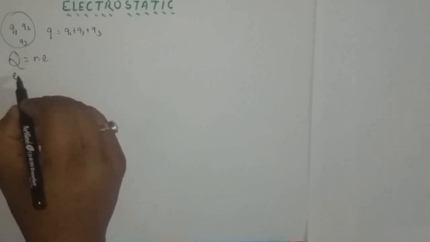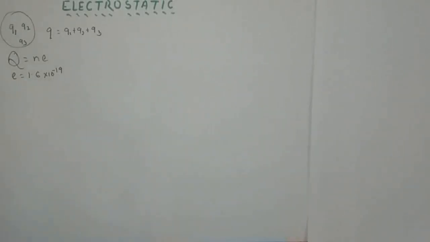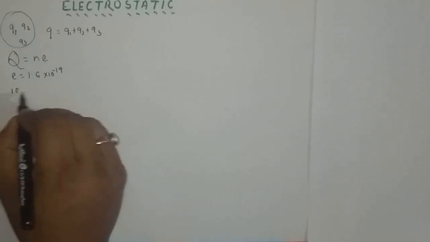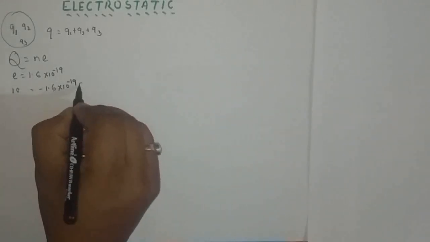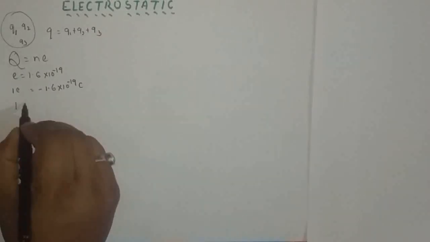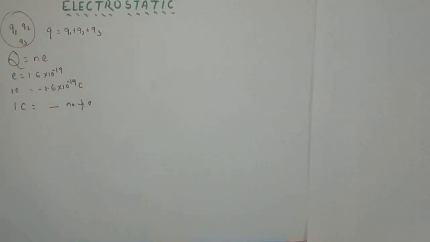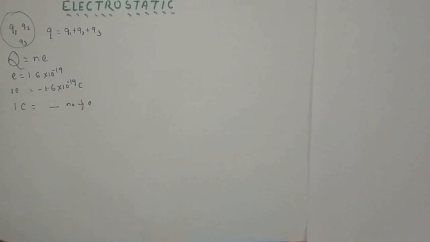So what is e? The value of e is 1.6 into 10 to the power minus 19. The charge of an electron is minus e, that is a negative sign, minus 1.6 into 10 to the power minus 19 coulomb. So from here, one interesting phenomenon arises: 1 coulomb equals this number of electrons. So how many electrons will give you 1 coulomb of charge?